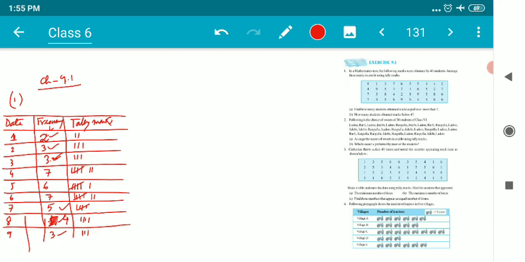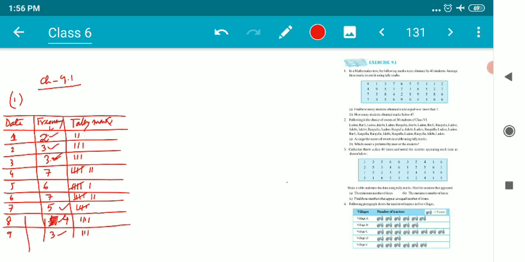So in this video, we are going to discuss some concepts of data handling known as frequency distribution and tally marks. How do such things really work? That is what we are going to discuss in this video.